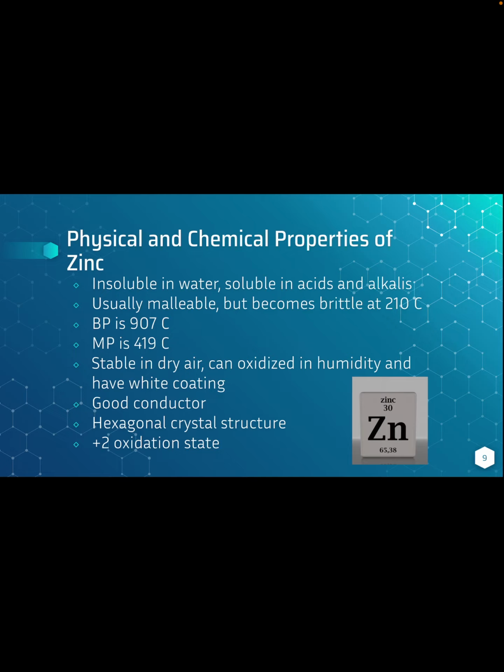Zinc's also a good conductor. The structure is kind of a hexagonal crystal type structure, and zinc has the +2 oxidation state. That means it's willing to give up two of its valence electrons to help form bonds. It's also noted that there's 5 stable isotopes of zinc: zinc 64, 66, 67, 68, and 70. Those are going to be the most common types of zinc that you're going to find.